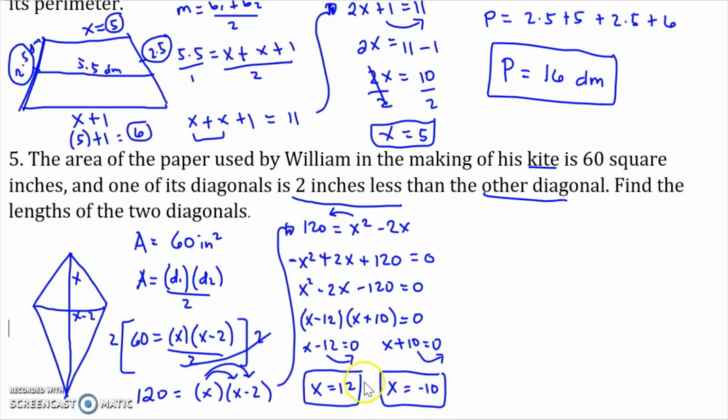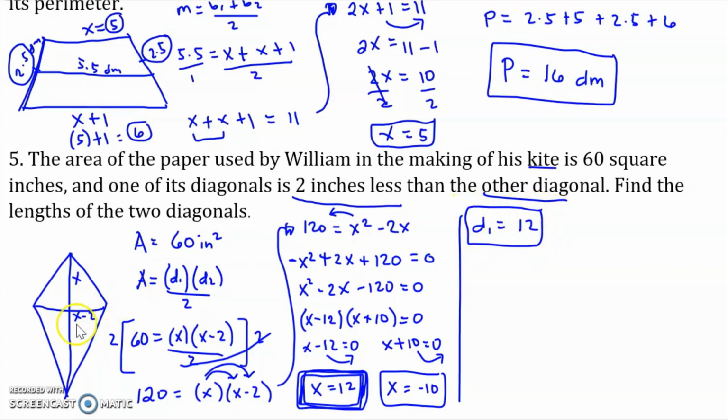Pero, guys, ang gagamitin lang natin is this one. Bakit ito lang po? Kasi alam natin na kapag ang pinag-uusapan ay sukat, wala po tayong negative. So therefore, hindi natin to gagamitin kasi negative siya. Wala naman tayong sukat na negative, di ba? So our value of x is 12. So therefore, yung diagonal 1 natin is what? Since ayun si x, our first diagonal is 12. Ito yung ating first diagonal.